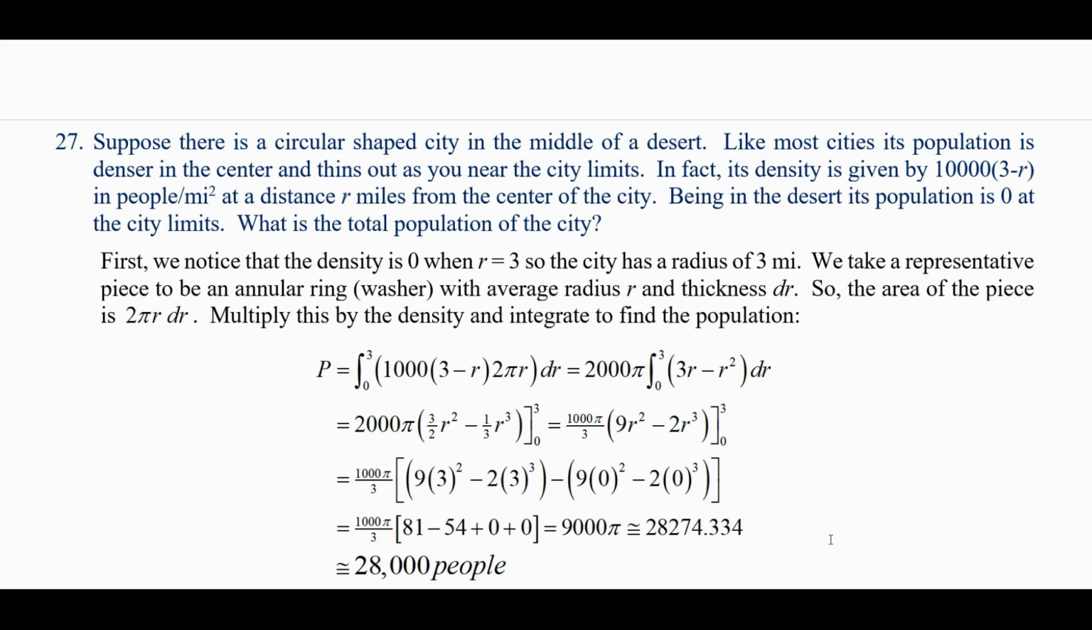28,274.334. This is people, so we'd certainly round off at least to a whole number. In fact, it was not clear how many significant digits we had. But let's say we've got a couple of significant digits here, so about 28,000 people.